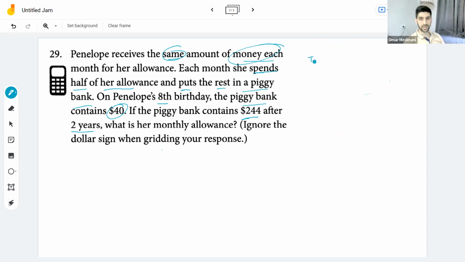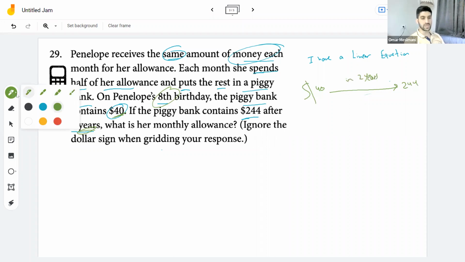So now, I have a linear equation. After I know that I have a linear equation, what can I do? Listen, I'm going to say that he said on her 8th birthday, she had $40. So she had $40. After 2 years, the amount becomes 244.